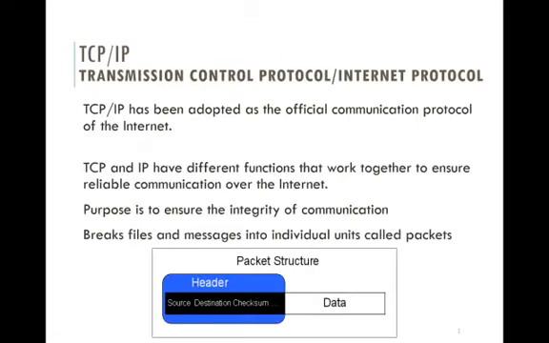TCP/IP is known as the Transmission Control Protocol or Internet Protocol. It's been adopted as the official communication protocol of the Internet. TCP and IP have different functions that work together to ensure the reliable communication over the Internet. The purpose here is to ensure the integrity of the communication. What it does is it breaks any files or messages into individual units called packets, and it puts a header on that packet to ensure the integrity.